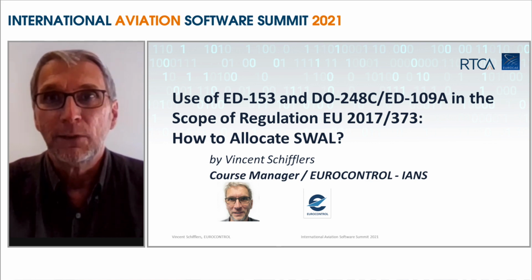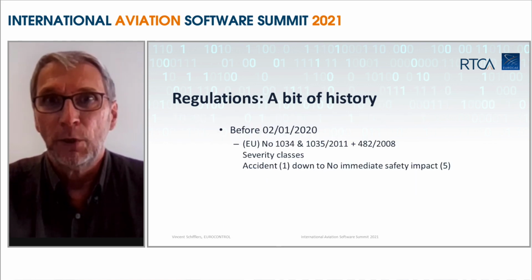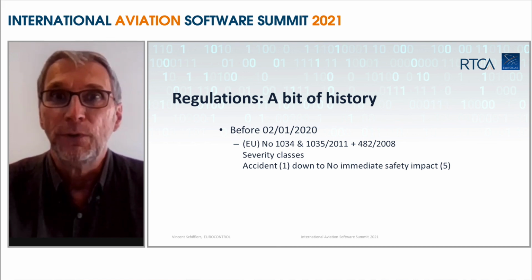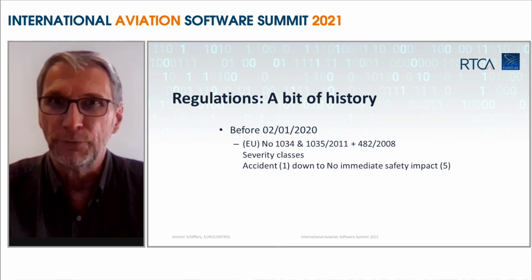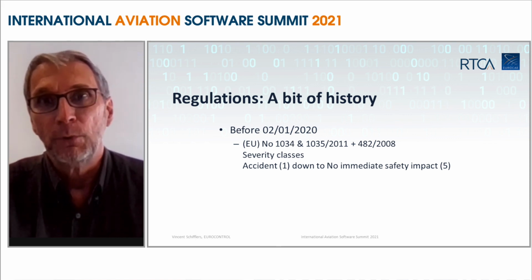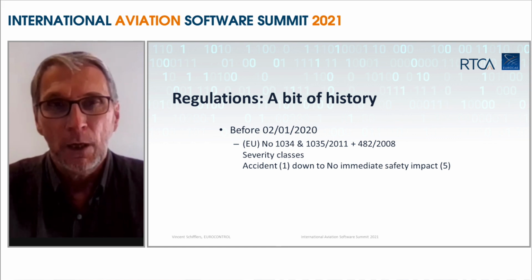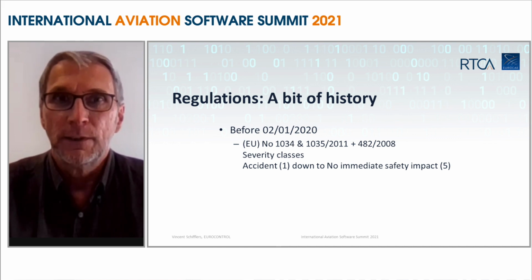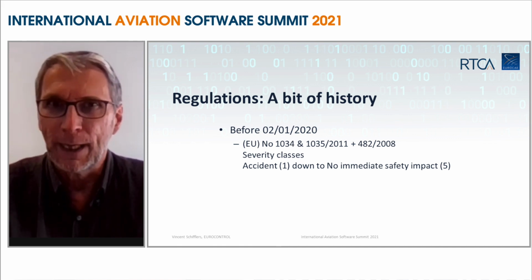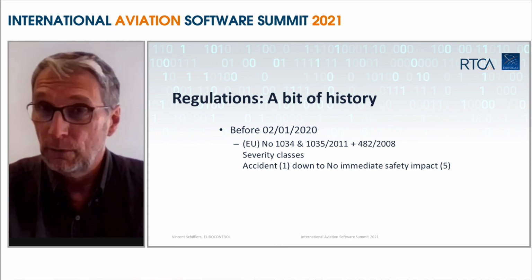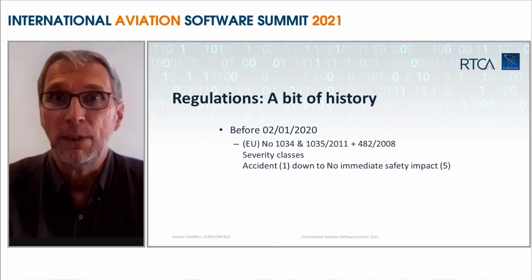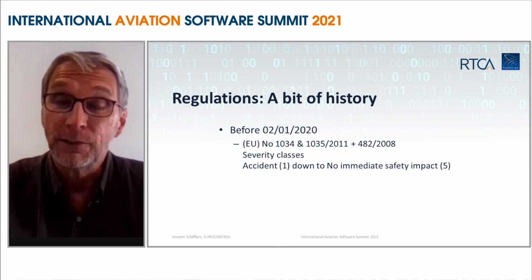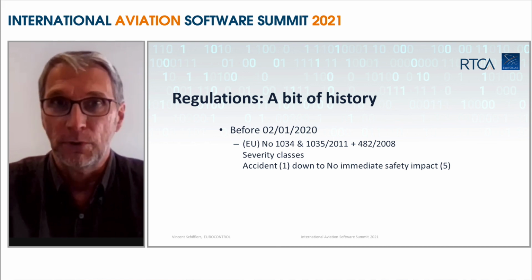published. At that time, we were speaking about regulations like 1034/2011 and 1035/2011. There was a kind of zoom in for the software bits in another regulation, 482/2008. Within those regulations, we can find a notion of severity classes. Severity class 1 was about accidents, down to severity class 5, where there was no immediate impact on safety. That was very convenient to classify the different severities of the occurrences.